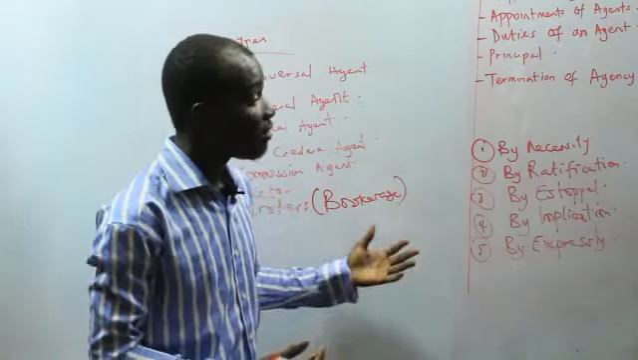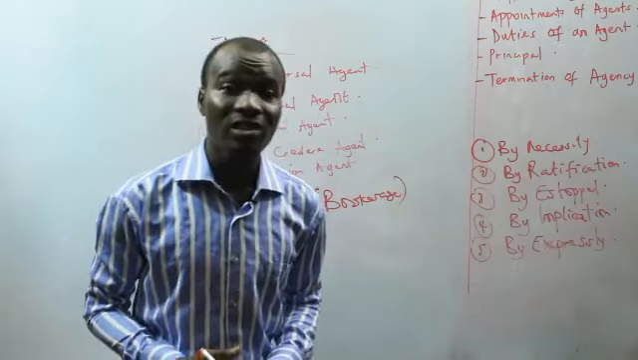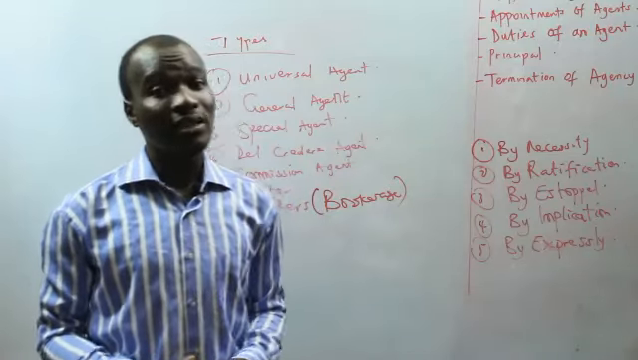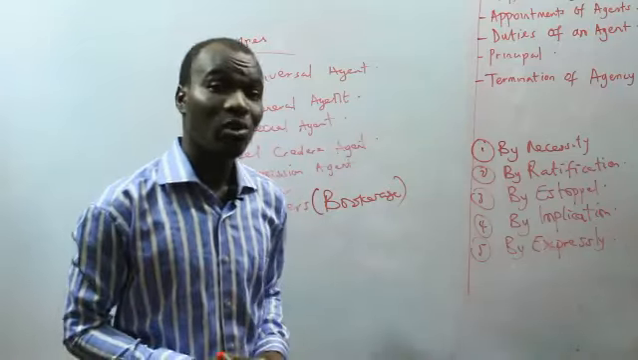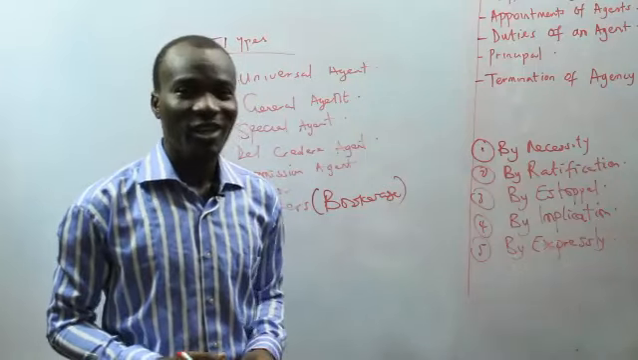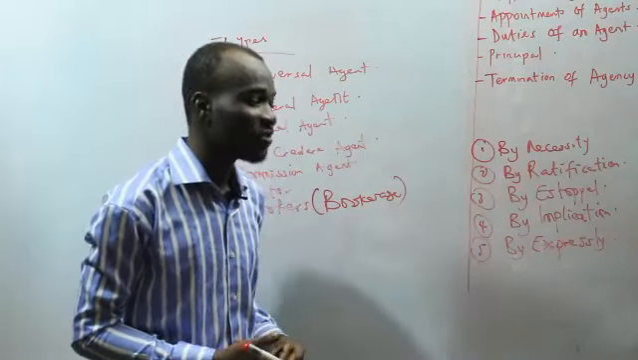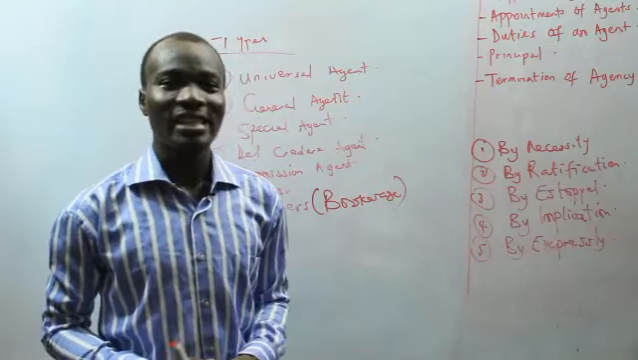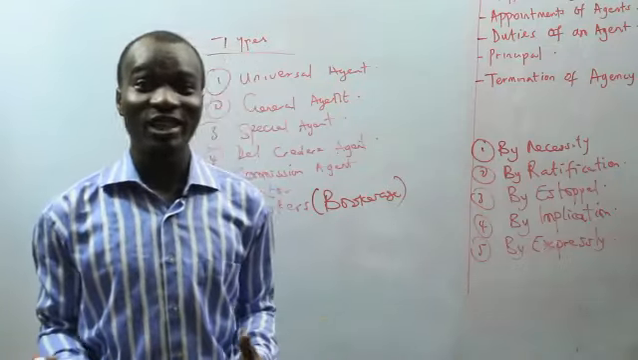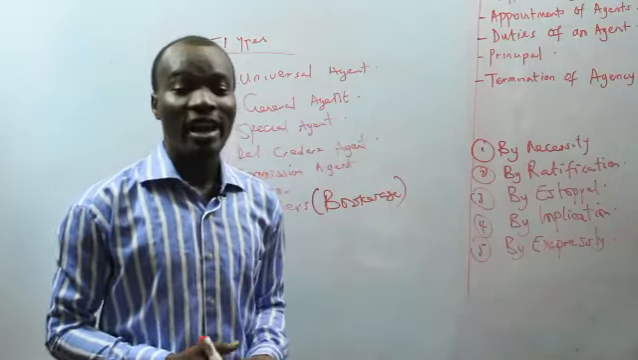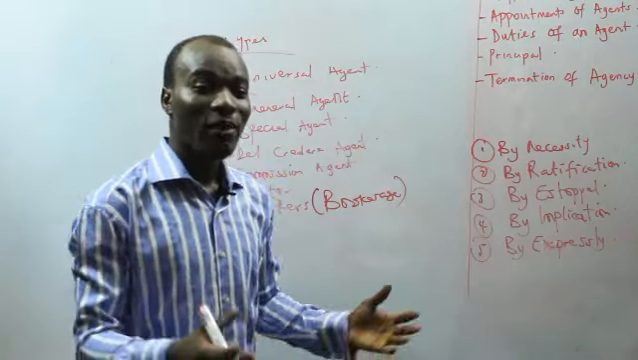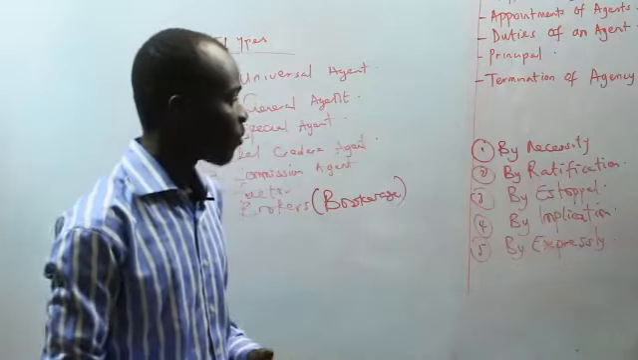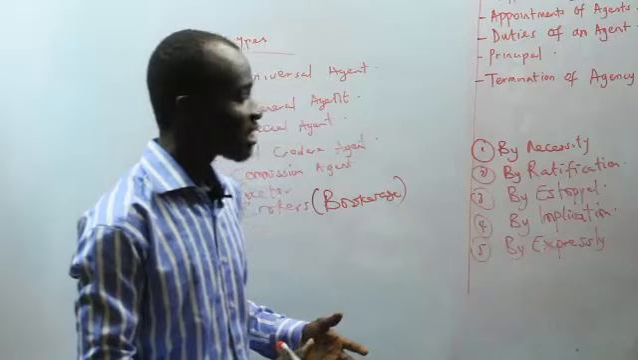Ratification. This may involve the principal actually ratifying that a particular agent, who has not been given authority to act on his behalf. So whenever the principal gives the ratification, what happens? We have an agent by ratification. That means the agent does not have any form of authority from the principal to act on his or her behalf. We call that form of agency agency by ratification.